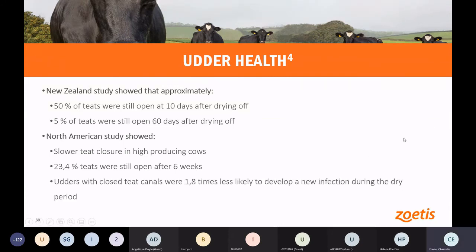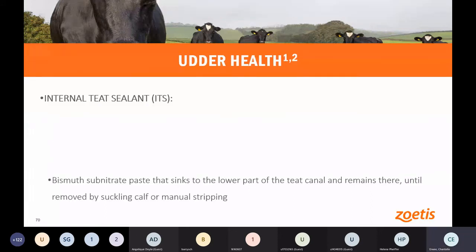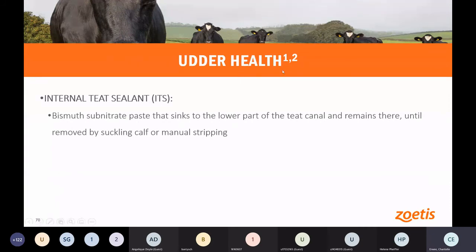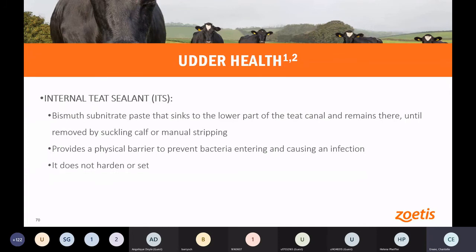They found that udders that actually managed to close were almost twice less likely to develop a new intramammary infection during that dry period. All right, so let's talk about internal teat sealants. So I almost want to say that it's a silicone-like consistency. We call it bismuth subnitrate.